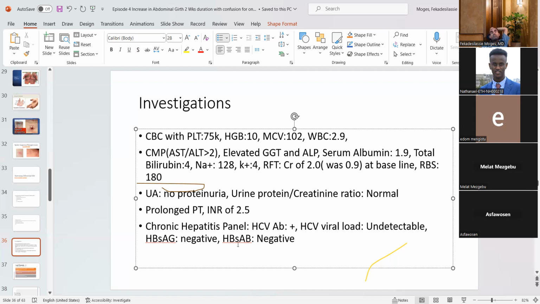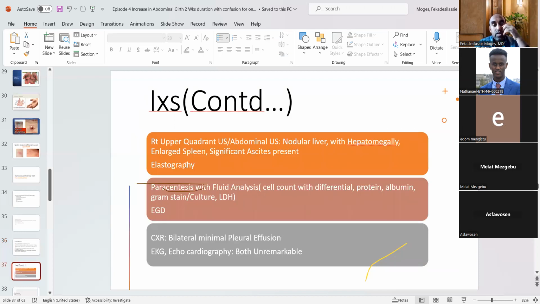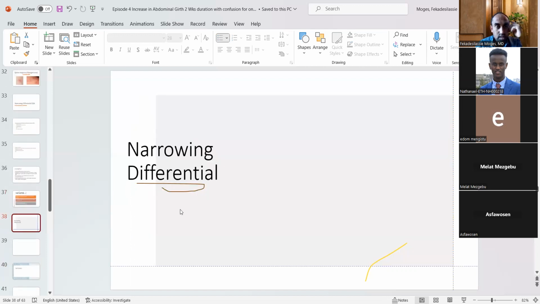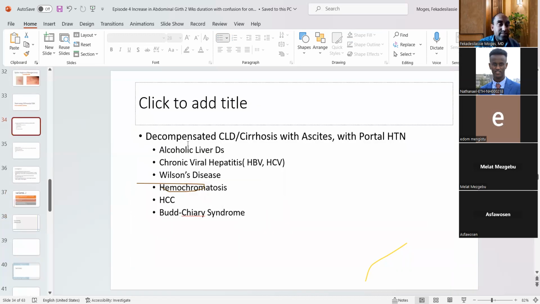So his hepatitis B surface antibody is negative, which means this patient was never vaccinated or he never had past infection. Sometimes some people might become immune after infection. He was not. So this guy needs vaccination. Right upper quadrant ultrasound, elastography, paracentesis, LDH you have to add, chest x-ray, EKG, echo, remarkable. Let's narrow our differential diagnosis.